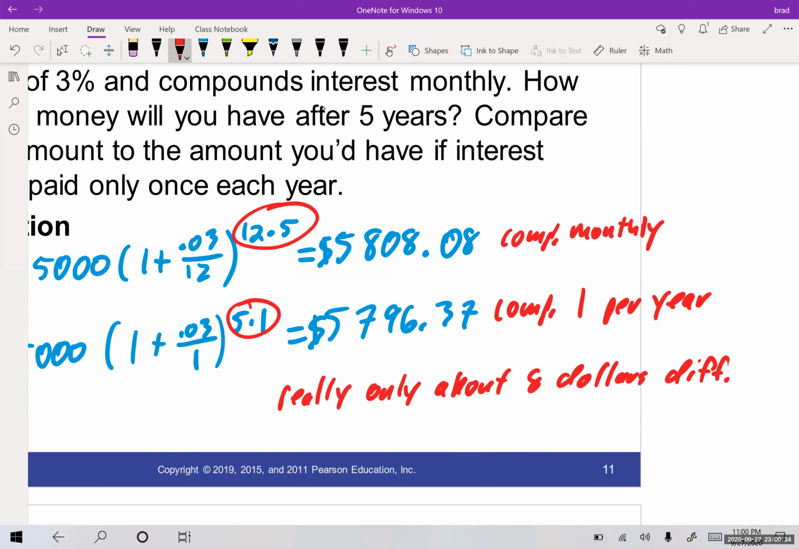But in reality, what the bank's really saying is that the difference is about, oh no, it's not 8, it's about $12. Sorry, my math is off. That looks about like $12, because 5808 minus 5796. Well, you know what? I'll just do it.